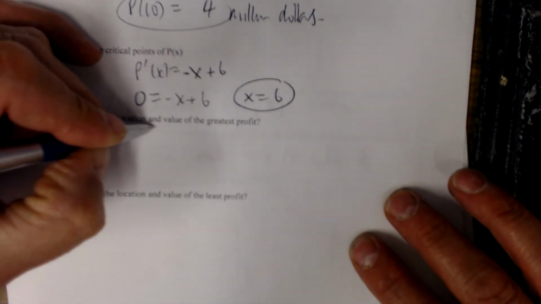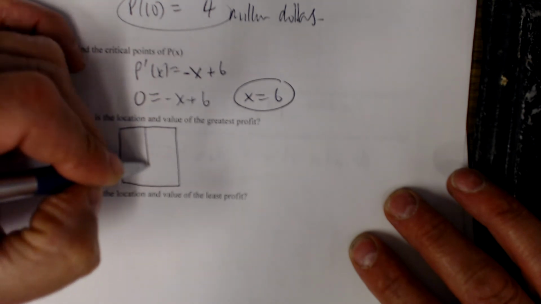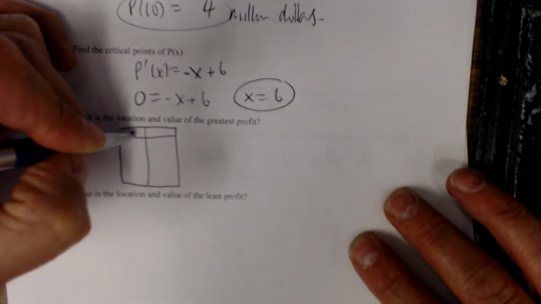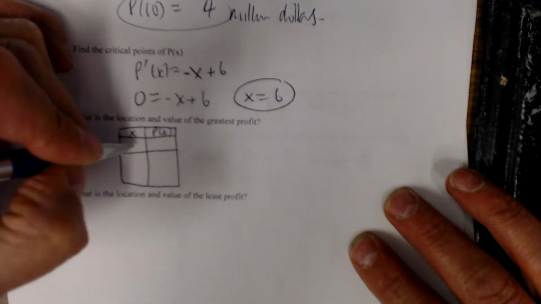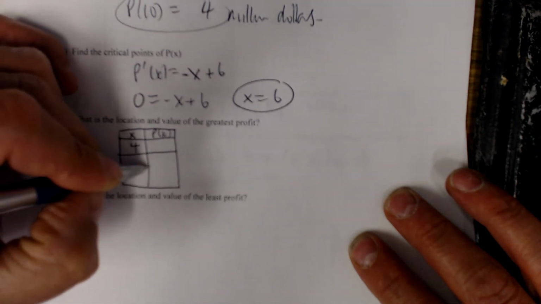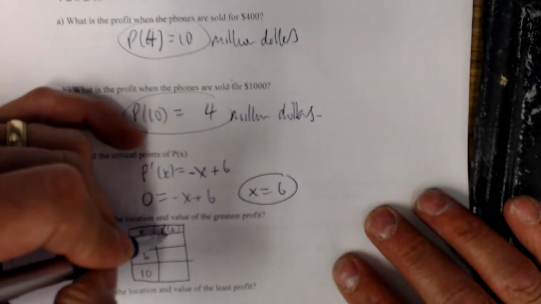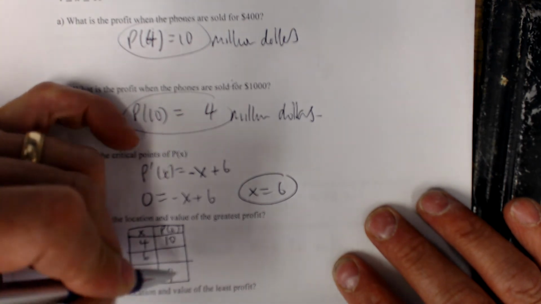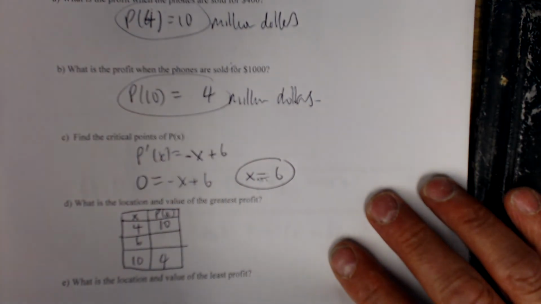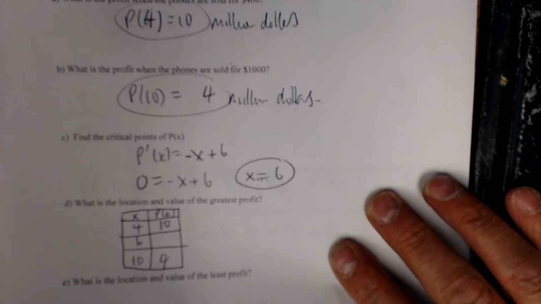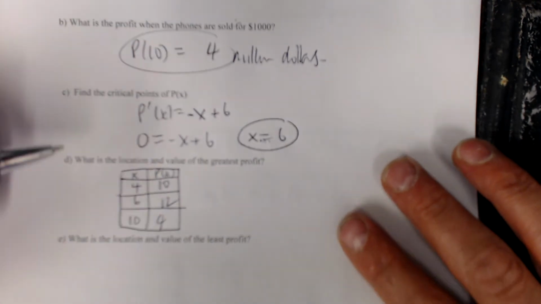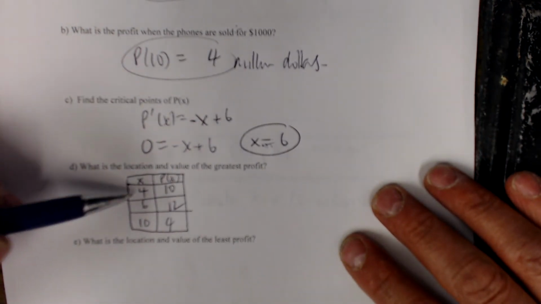So let's make a table. And we know that we're charging x and p of x. And we're going to plug in 4 and 6 and 10. Now, I've already had you do 4 and 10, right? So if we plug in 4, we get $10 million. If we plug in 10, we get $4 million. What happens when we plug in 6? So we're going to plug in 6. Negative 0.5 times 6 squared plus 6 times 6 minus 6. We get 12.